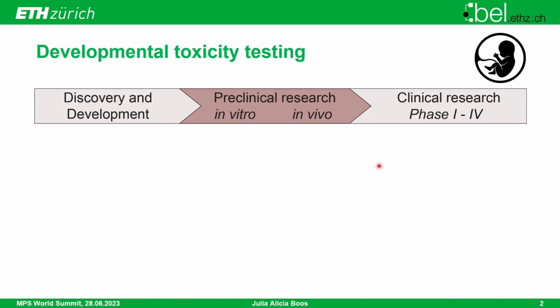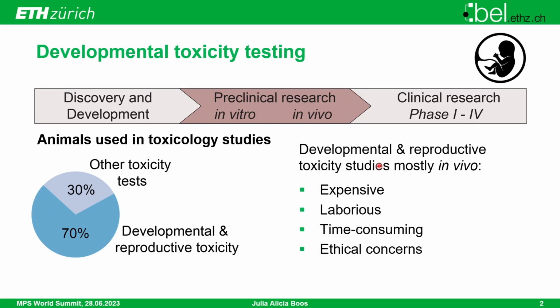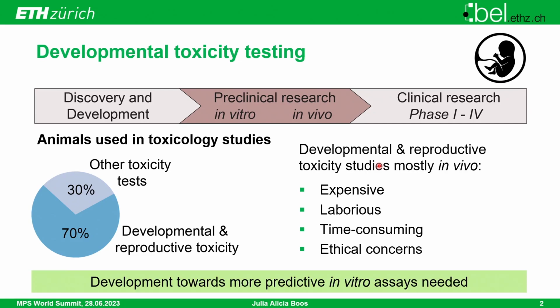To give you a short introduction into developmental toxicity testing, how it is done at the moment, is that it's mostly conducted on animals in vivo. And this requires around 70% of the total animal use of toxicology studies, which is obviously quite a lot, and is of course expensive, laborious, and time-consuming, and also causes many ethical concerns, which altogether shows us that there is a clear need for novel and, most importantly, more predictive in vitro systems that can maybe at some point reduce or even replace animal studies in preclinical research.